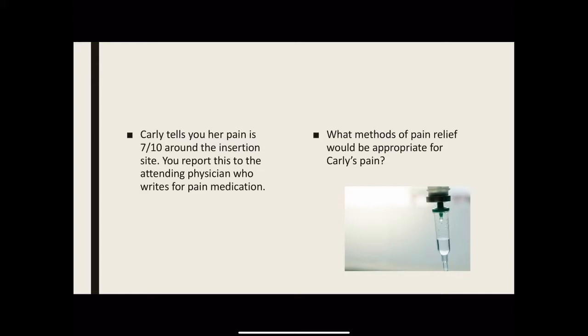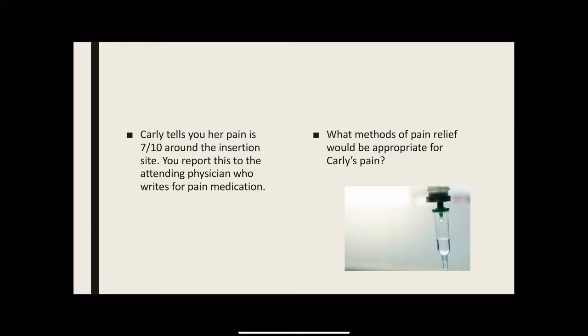So something stronger, like a stronger pain medication like morphine or Dilaudid would probably be more appropriate for the severity of Carly's pain at the moment. Another aspect that you could bring in here is that she would be a pretty good candidate for a PCA pump because she's old enough to understand it and able to operate it on her own. A couple other ways that you could relieve her pain would be repositioning or changes in her environmental conditions as well.